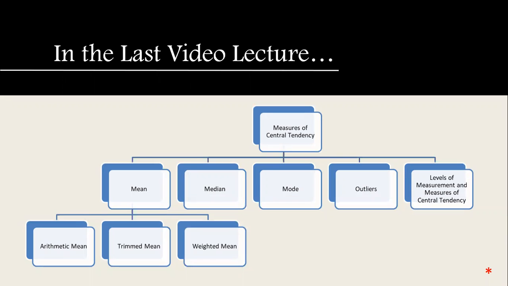In the last video lecture, we discussed measures of central tendency, which include mean, median, and mode. We also discussed the three different types of means, which include the arithmetic mean, the trimmed mean, and the weighted mean. We also discussed the concept of outliers or extreme scores and their impact on measures of central tendency. And finally, we discussed the concept of levels of measurement and the various ways in which they determine which measures of central tendency are most appropriate to report.